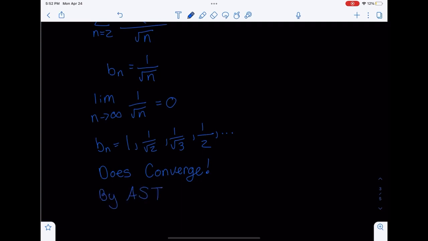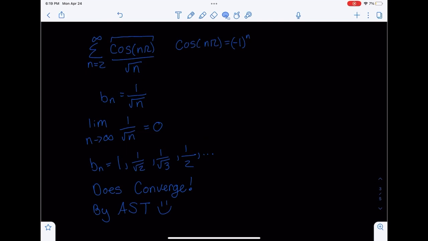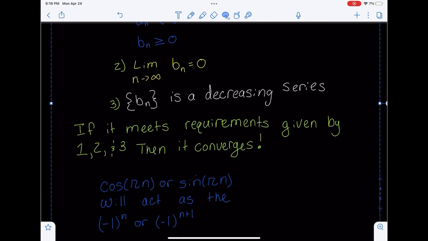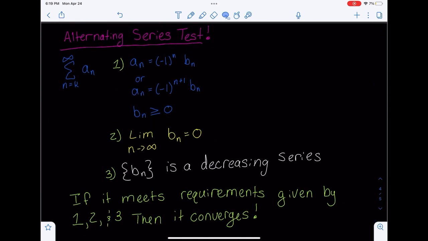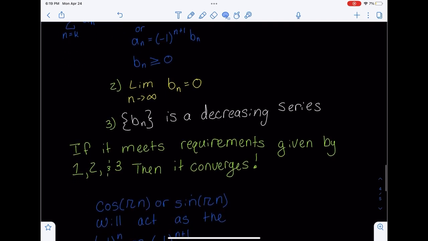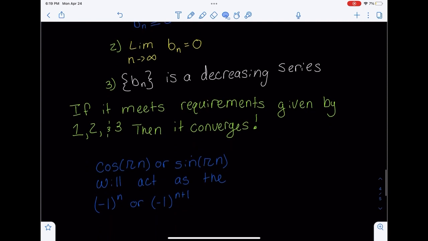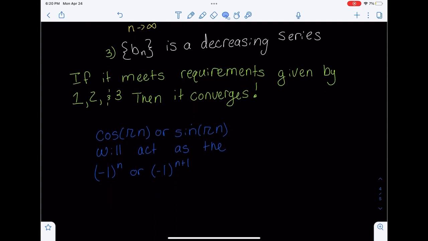So now that we've done a couple examples, let's do a quick overview of what we've learned throughout this video. So what we've learned is that in order for a series to be proven as convergent by the alternating series test, it must meet these three requirements. It must have an alternator, the limit as n approaches infinity of your b sub n must equal 0, and your b sub n must be a decreasing series. We know that if it meets those three requirements, then it will be convergent. We also looked at the fact that a cosine or sine operator will act as your -1 to the n, or your -1 to the n plus 1, or you can just call it your alternator.